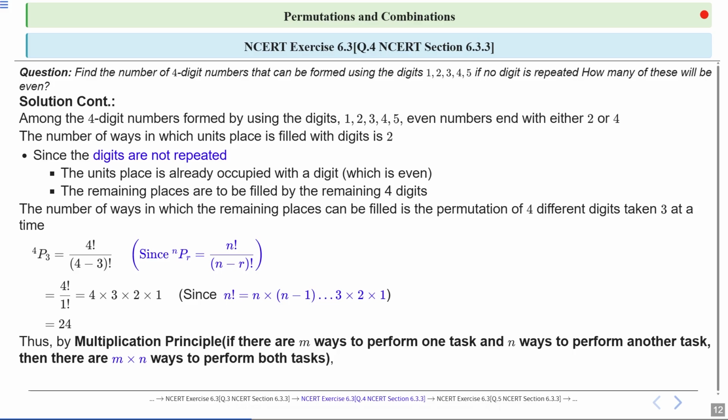Now by the multiplication principle, if there are m ways to do one task and n ways to do another task, then there are m into n ways to do both tasks. Applying this rule to find the total number of 4-digit even numbers, the total number of 4-digit even numbers using the digits 1 to 5 without repetition is 24 into 2, which is equal to 48.